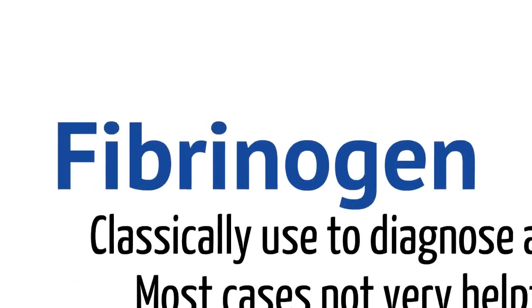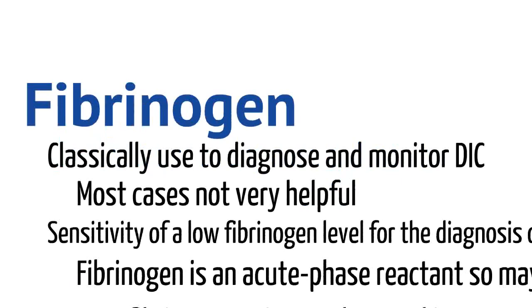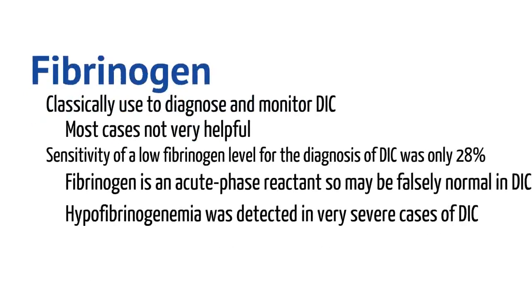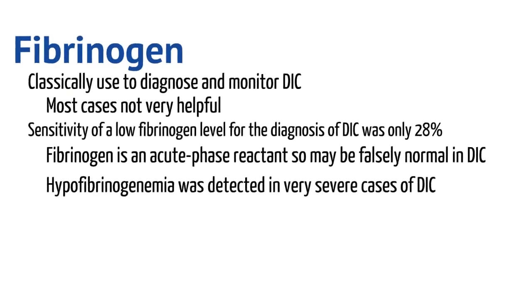Another lab we commonly get is fibrinogen. Fibrinogen is classically used to diagnose and monitor DIC. However, you must realize fibrinogen in most cases may not be very helpful. And the reason why is fibrinogen has a very low sensitivity for the diagnosis of DIC at about 28%. Why is it so insensitive? Well, fibrinogen is an acute phase reactant, meaning when the body is stressed or sick, the body will produce fibrinogen. So the fibrinogen level may be falsely normal, though the body is rapidly consuming fibrinogen.